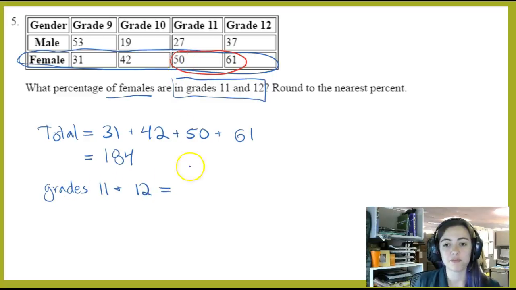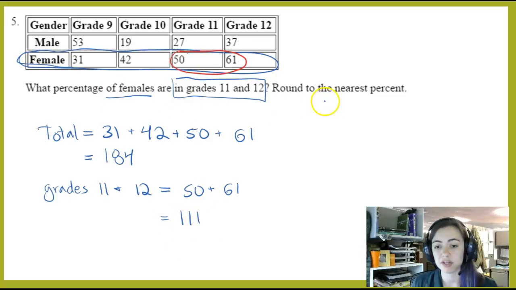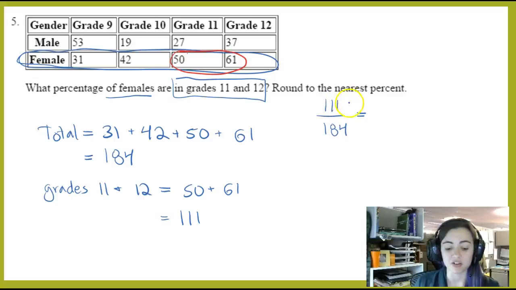Well, we have 50 in 11th grade and 61 in 12th grade. So that's a total of 111 in both of those grades. We want the percentage of females in 11th and 12th grade, so we want to take 111 over 184. If you type that in your calculator, you get 0.603. But it does ask for a percentage.